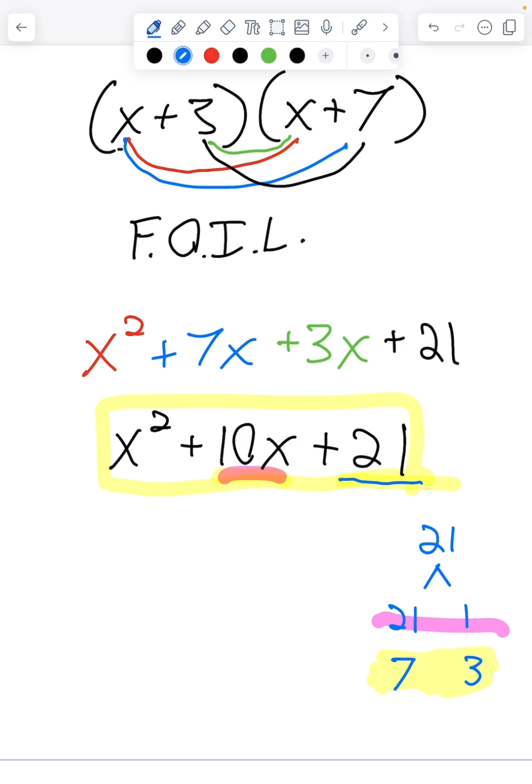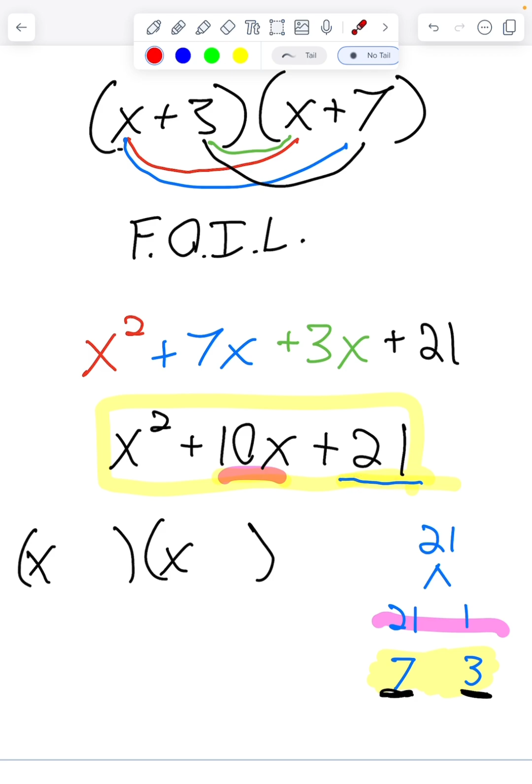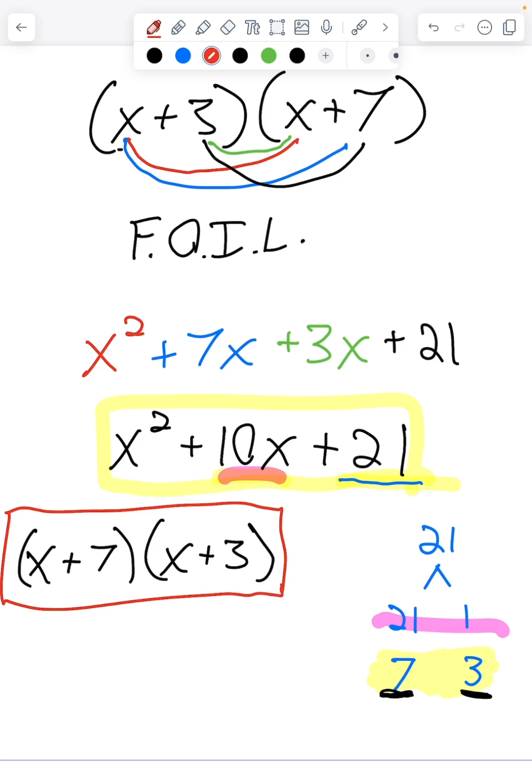Now let's take a look at this. Factors mean when I write this back out, I'm going to have x and x both in two binomials. But what number do I put with it? Well, it's the two factors that ended up multiplying together to be this number and adding together to be this number, which in this case is 7 and 3. So I can do an x plus 7. I can do an x plus 3. Now, if I'm asked to factor, this is done. I don't need to do anything else.